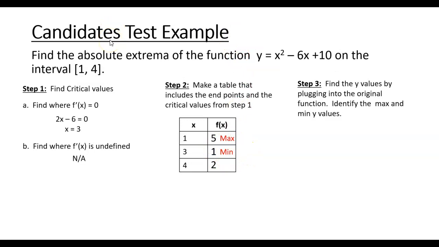So we have 2 tests so far. We have the first derivative test, which helps you find the relative extrema, and we have the candidates test, which helps you find the absolute extrema. There's actually one more test, which we'll get to in a little bit, and it's just another way to find relative extrema in a different way. So we'll look at that one in a second.